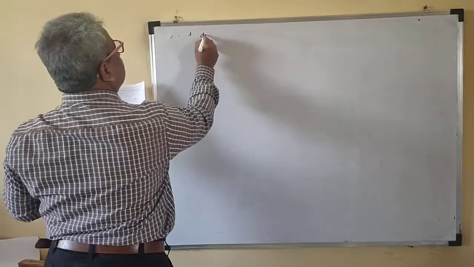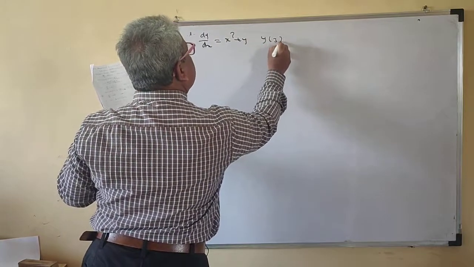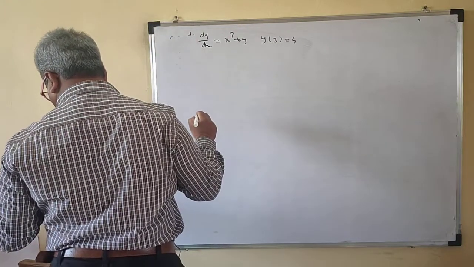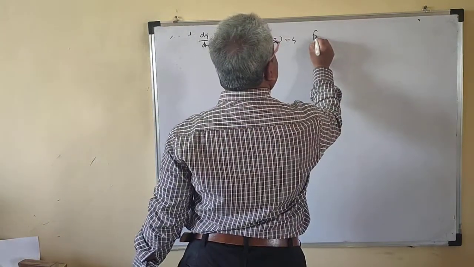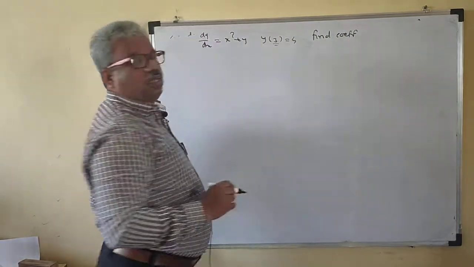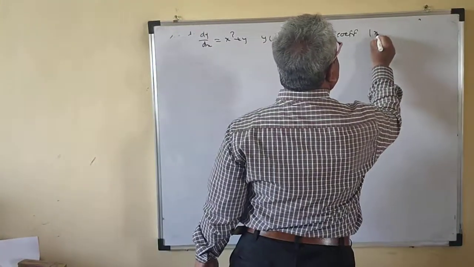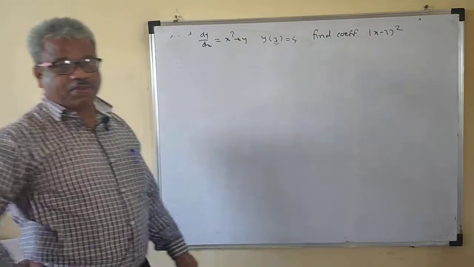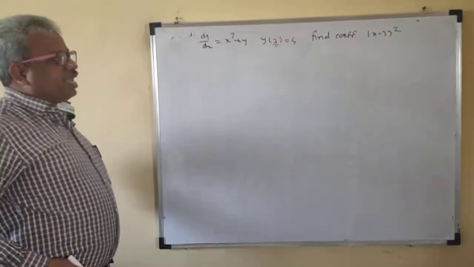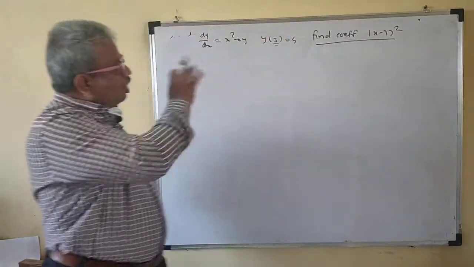Suppose we have dy by dx is equal to x square plus y, with y of 3 is equal to 4. Find the coefficient of, so now the series will be in powers of x minus 3. So we'll find the coefficient of x minus 3 square only. But if you want to solve only this, we'll do that later on. First we'll solve this whole problem.